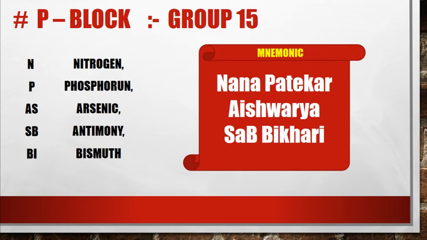Now we will talk about group 15 which belongs to P block and is also called the nitrogen family, which contains nitrogen, phosphorus, arsenic, antimony, bismuth, and we can learn them by Nana Patekar Aishwarya Sab Bikhari. Nana stands for nitrogen, Patekar stands for phosphorus, Aishwarya stands for arsenic and antimony, Sab stands for nothing, and Bikhari stands for bismuth.